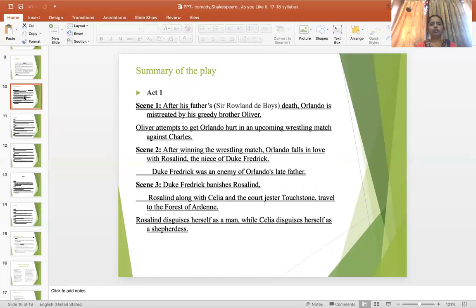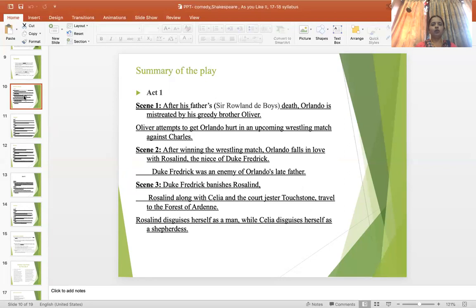Summary of the play. In Act 1, Scene 1, after the death of Sir Rowland de Boys, Orlando was mistreated by his greedy brother Oliver. Oliver attempts to get Orlando hurt in an upcoming wrestling match against Charles.